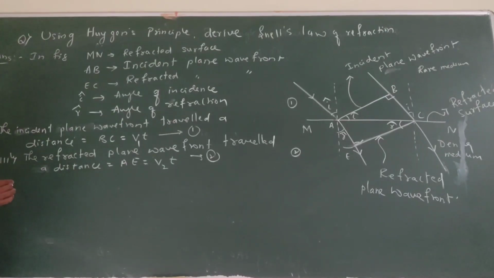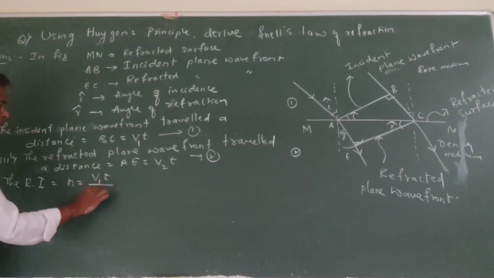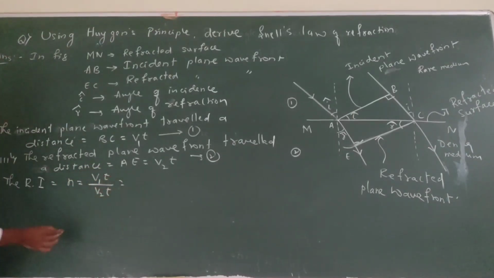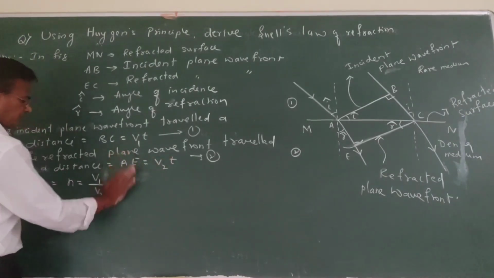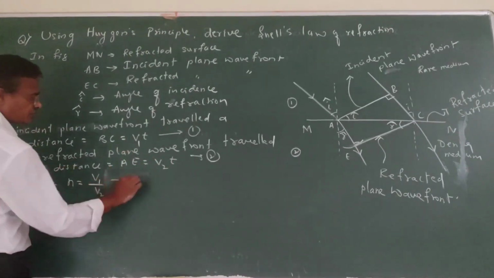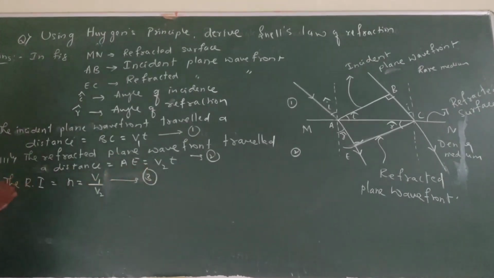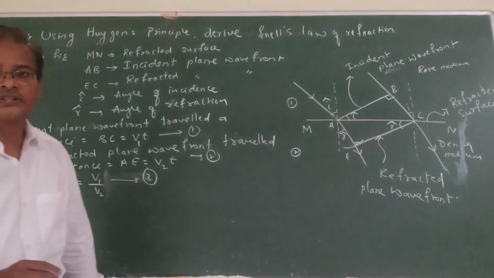The refractive index is the ratio of the velocity of the first medium to the velocity of the second medium. So the refractive index n equal to V1T divided by V2T. So this is V1 by V2. This is equation 3.